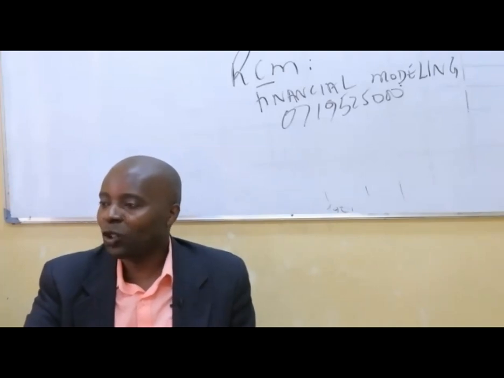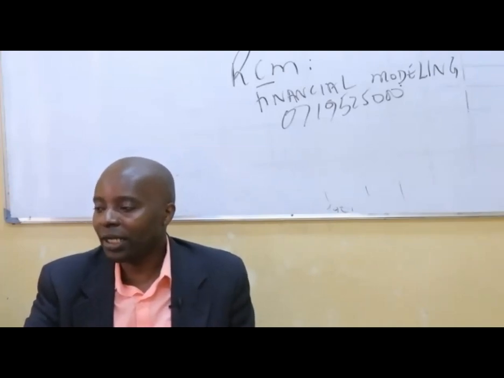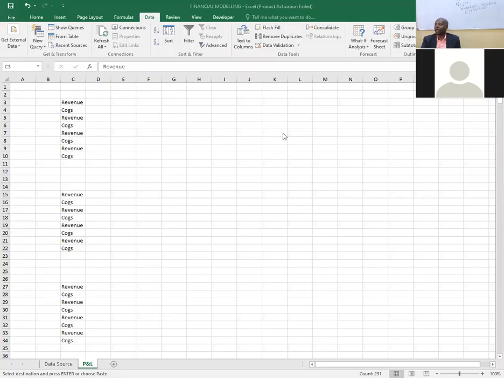Now, ladies and gentlemen, once I reach there, listen to me very well. I have my sheet here. I know how the language of the trading profit and loss looks like. It is revenue and the cost of goods sold. So I don't want these duplicates. What I'll do, I'll come and say remove duplicates.